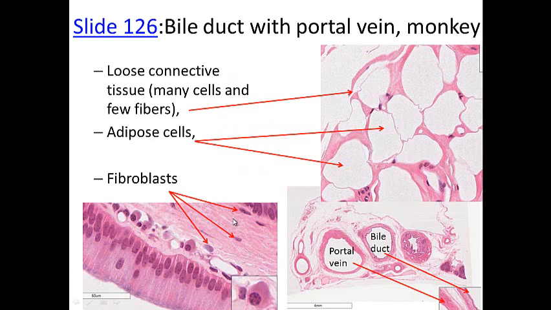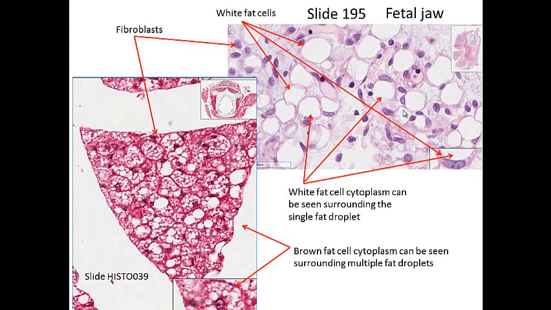You can also see some plasma cells in through here, but here we can see the chicken wire nature of the fat cells, and this is loose connective tissue. Now, fat cells could have a single droplet, or they could have multiple small droplets. If they have multiple small droplets, we call it brown fat. And white fat would be the one that's a single big droplet.